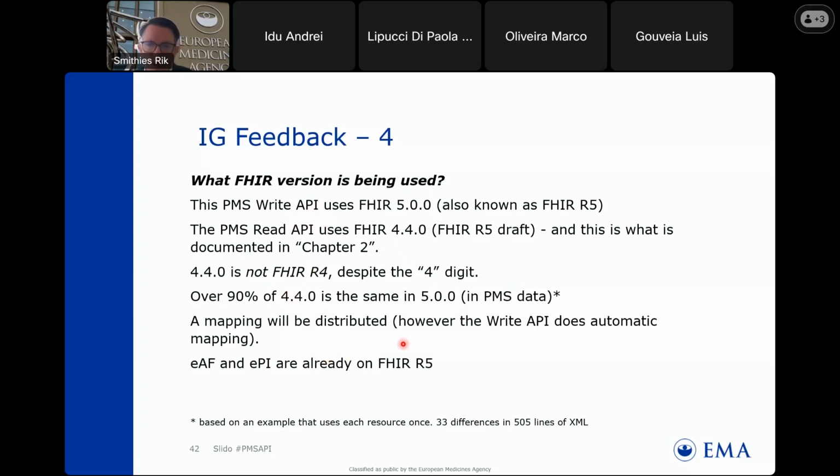And we do have a mapping. With the API, you don't need to do the mapping. It does it for you, but we'll publish the mapping for those people who want to get data in one format, convert it, and send it back. The normal way of working will be that you would read using the Write API and then write back using the Write API. So you get FHIR R5 in each direction. And it's the direction of travel for EMA. All our systems will be on FHIR R5.